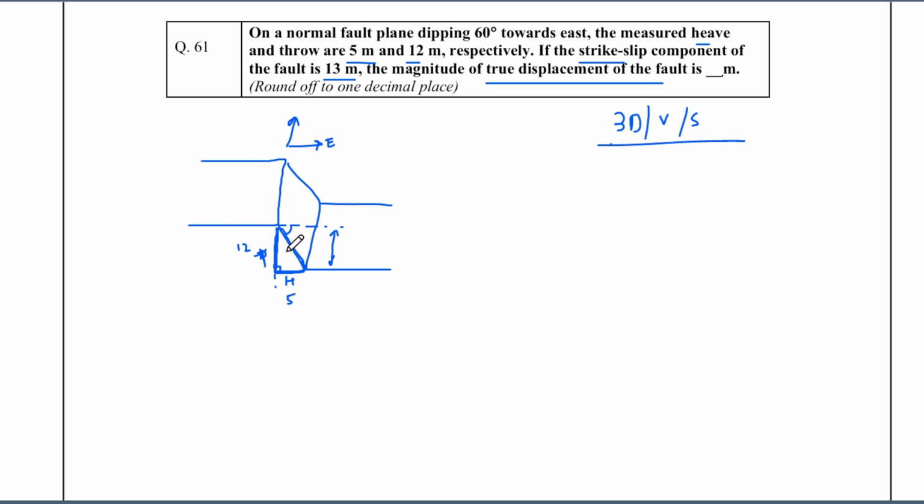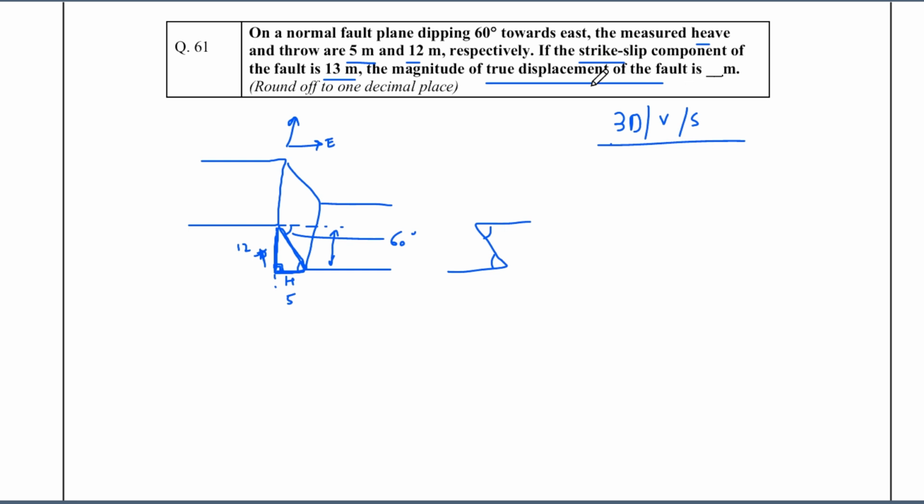This dip angle is 60 degrees. This is 90 degrees, and if this angle is 60, this angle is also 60. So this angle is also 60. Up to this we have drawn. Now I will go further.